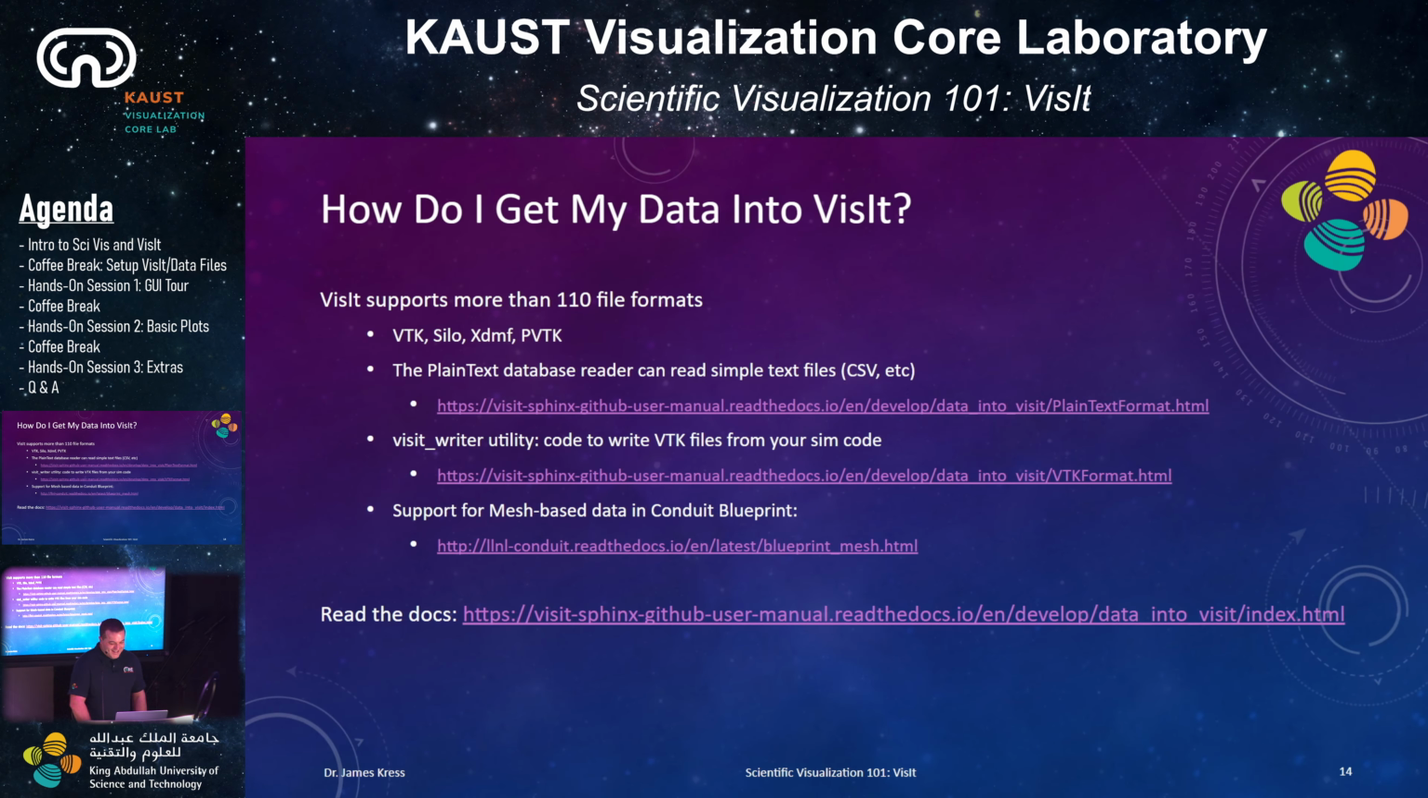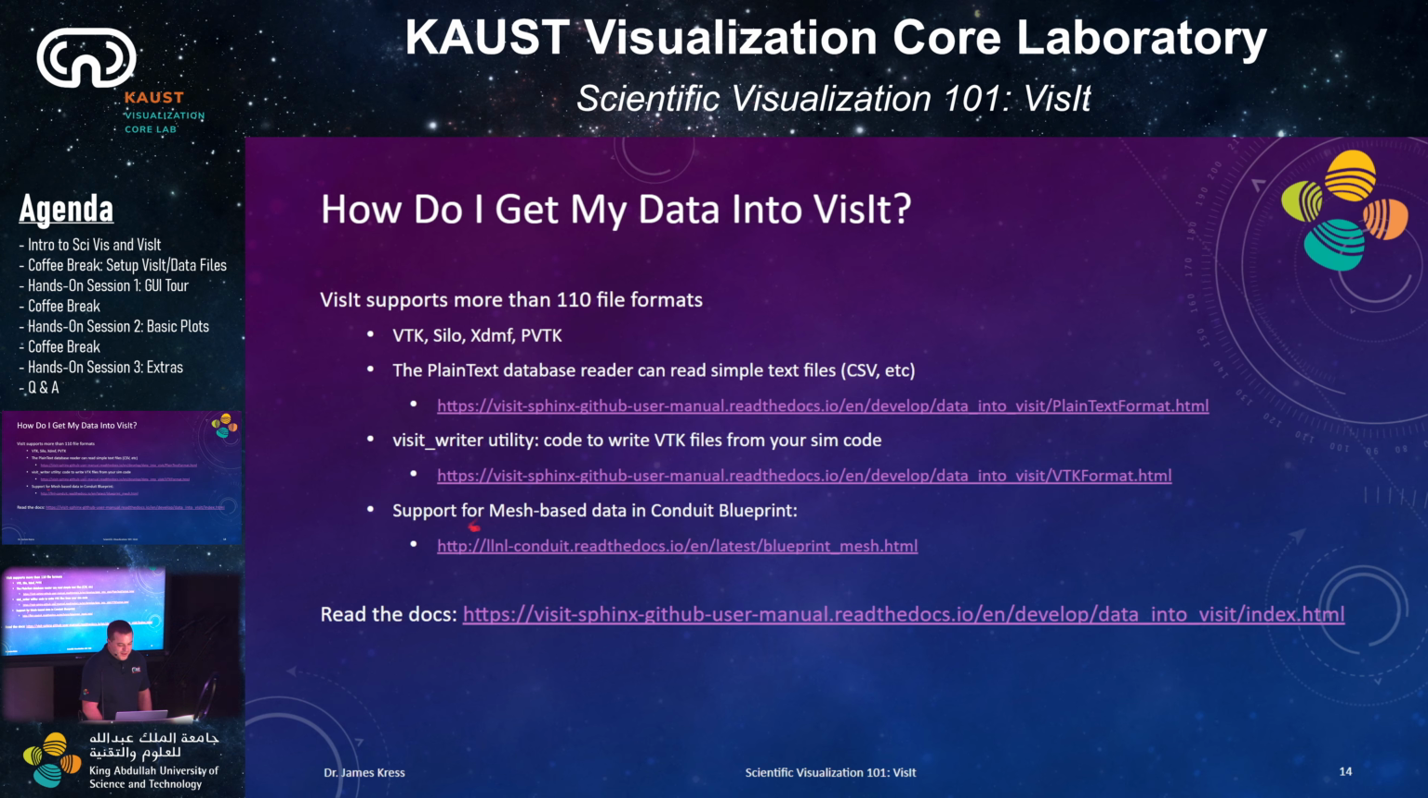So how do you get your data into VisIt? That's another important question. VisIt supports over 110 different file formats. Some of the most basic ones are VTK, Silo, XDMF, and PVTK. And you can also import plain text, like a CSV file. Let's say you have a code that's writing out data and you want to create VTK files. VisIt also has an exporter that will write VTK files from your simulation code if you need something like that.